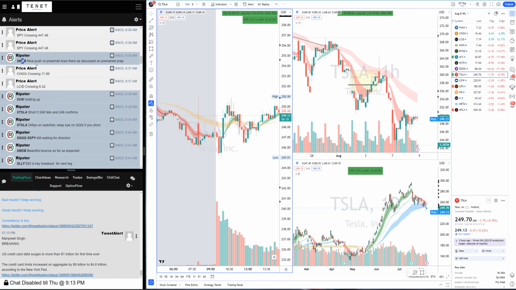So MDB was a nice push, guys. As I mentioned, it was a nice push. Tesla showed if 248 fails and 246 confirms, 245p was on the watch list. Keep an eye on QQQ. At the same time, we were tracking NASDAQ.